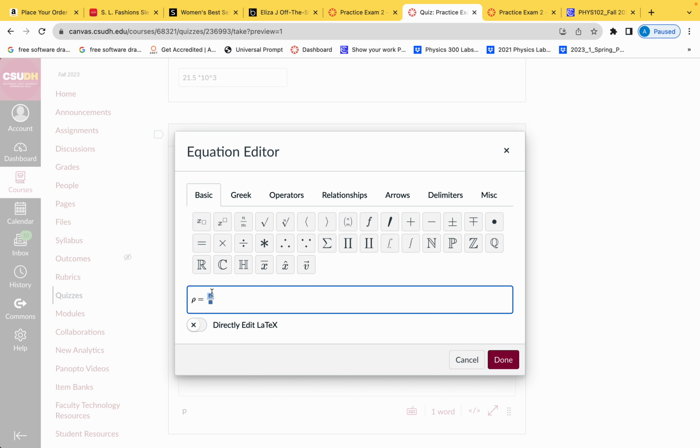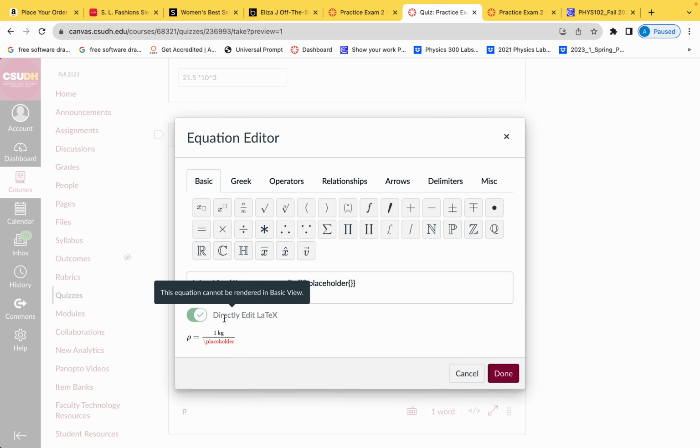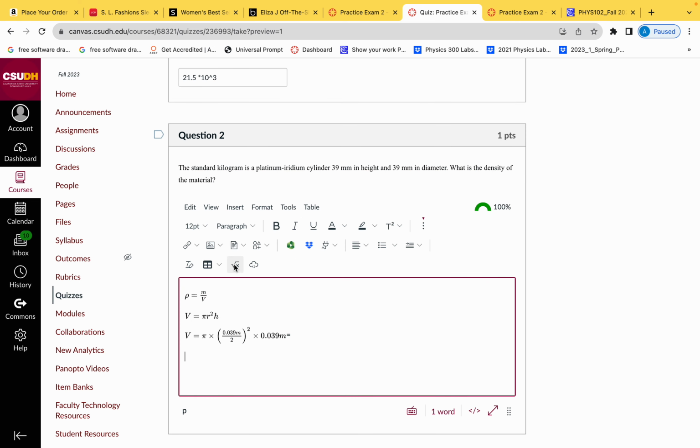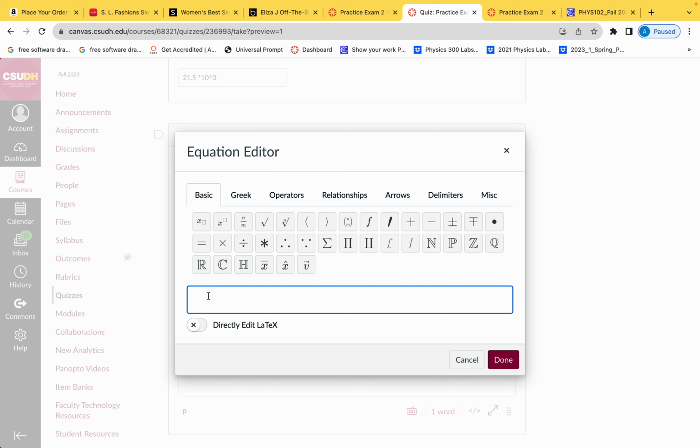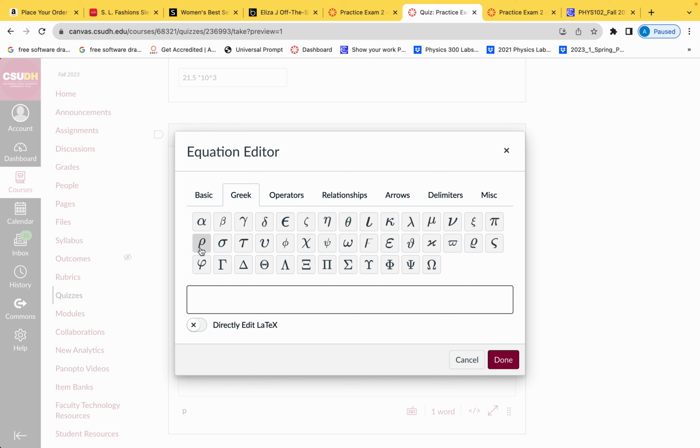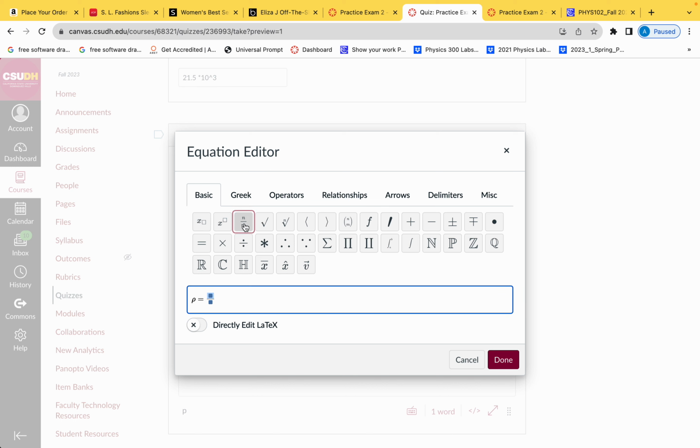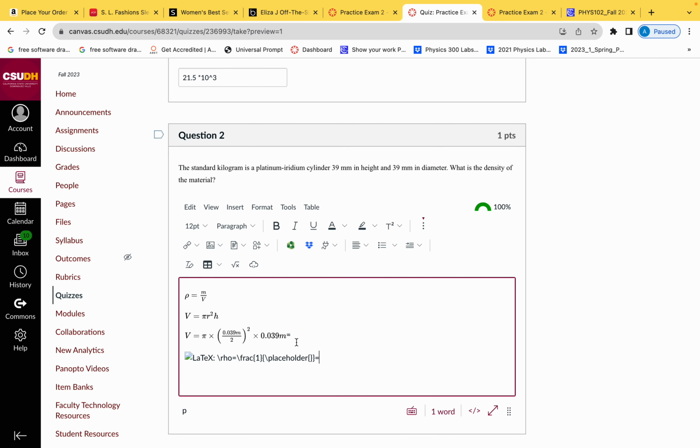I just want you to practice this. 1 kilogram, or you can write it, I don't know why, when I'm writing 1 kilogram it's not taking it. Then I will say rho equals, and then you're going to have the fraction, 1 divided by the number you found from the other. Then you're going to say equals whatever you get as an answer, together of course with the unit.